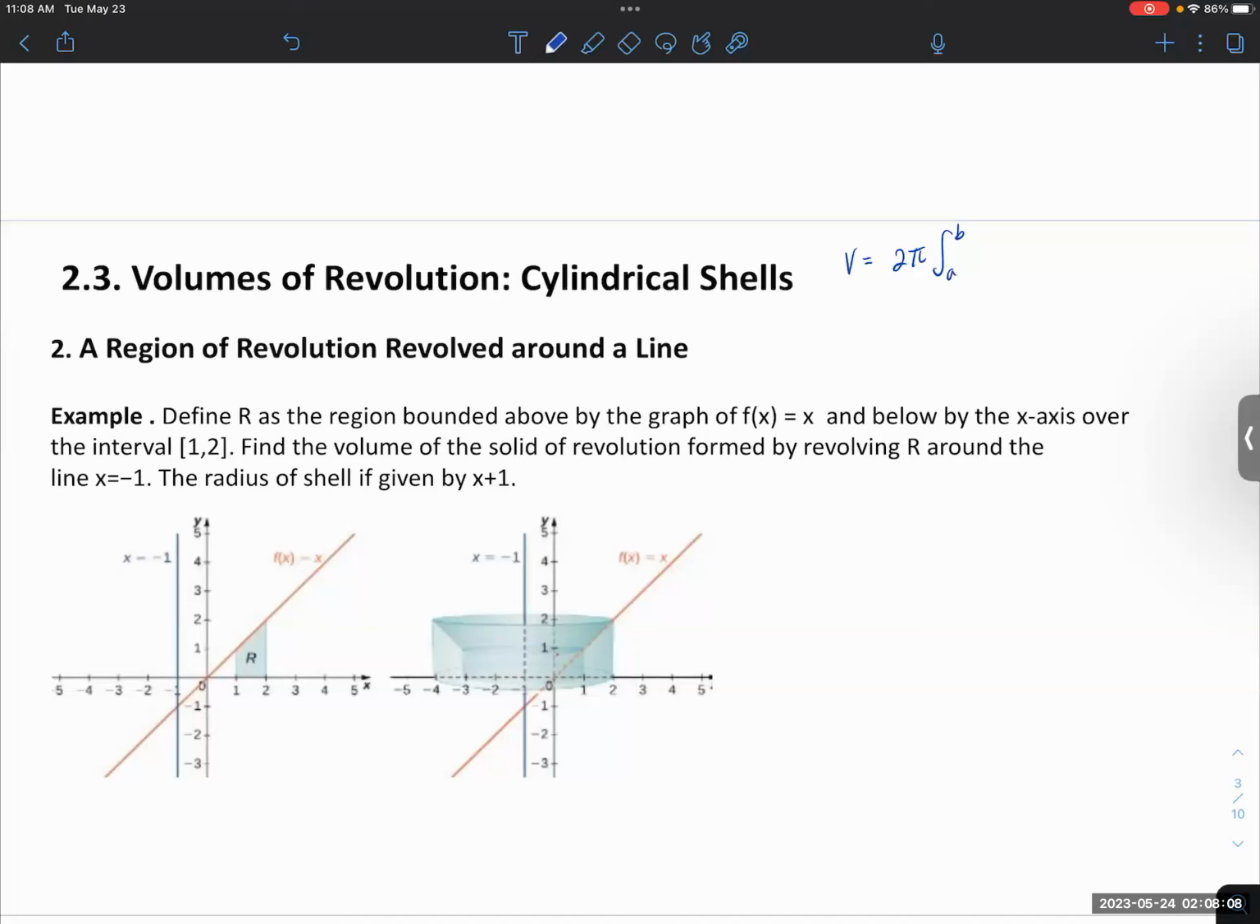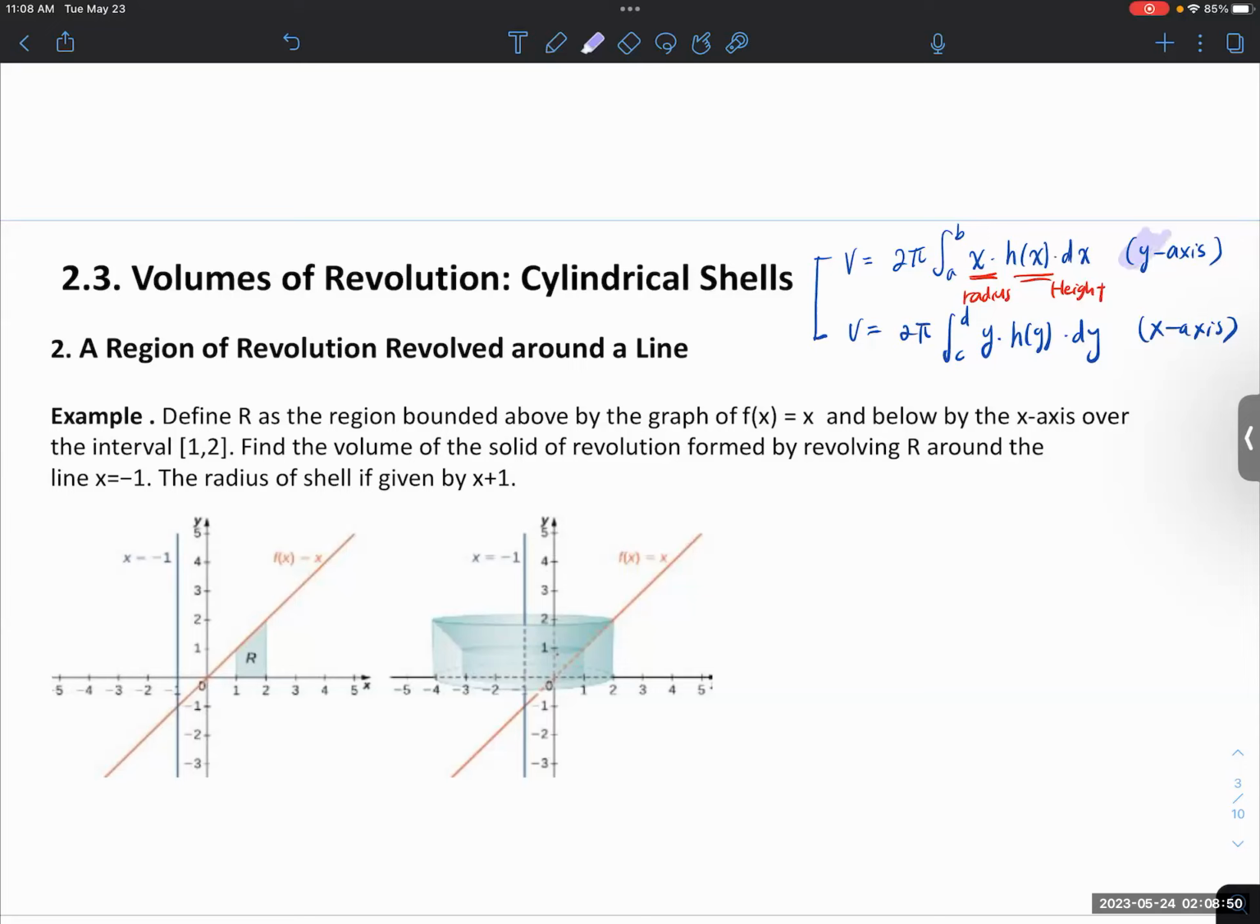If you rotate the function about the y-axis, you're going to have the perpendicular variable. So x is the radius, all the variables are in terms of x, and it's dx. Another one is 2 pi, integral of y times h dy, when you rotate the function about the x-axis. Here y is the radius of the cylinder and this is the height.